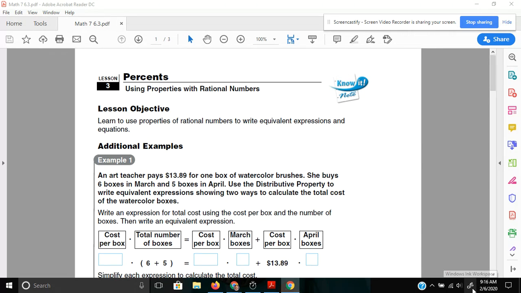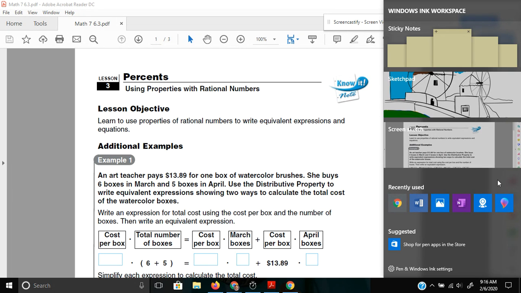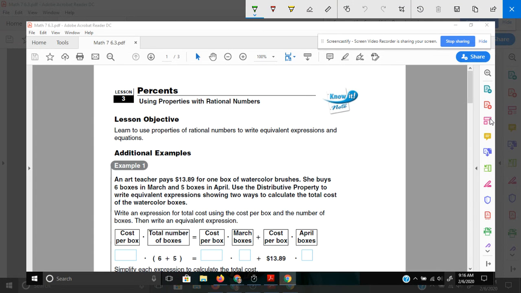Today we'll be discussing using properties with rational numbers. What we're going to use a lot today is the distributive property. So I'm going to write that down. The distributive property. I know you learned about this in 6th grade, but let's just review quick what the distributive property is. I'll give you an example.